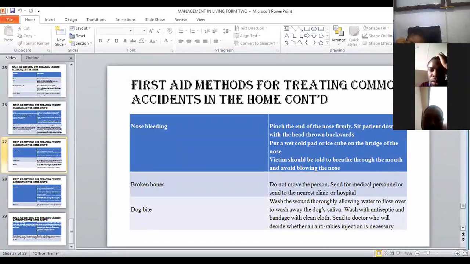Now, when somebody is having a nose bleeding, what you have to do is you let the person sit down. This is actually practical. You hold the head backwards and then the nose. Use the hand to hold it firmly and you put ice cubes on the bridge of the nose. You see, this place is like the bridge. You put it there and you press it hard. So the person will not breathe through the nose, but rather will breathe through the mouth.